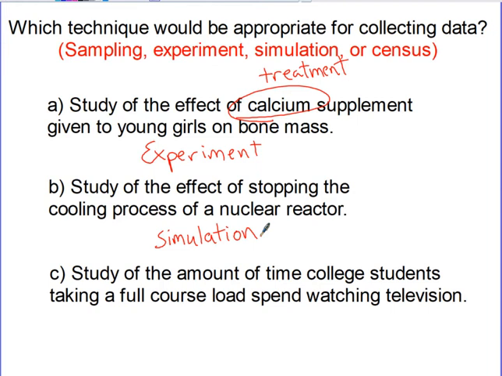Okay. So we're studying the time of college students. Maybe it's an experiment, but we're not really doing anything to those students. We're just watching them and asking how much time they really watch television. If you're contacting every single college student, it would be a census, but I doubt you're going to do that. So I think sampling might be the best way to go. Find some way to sample and get a survey or something to collect your data.